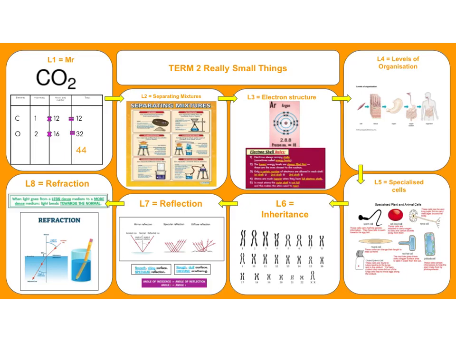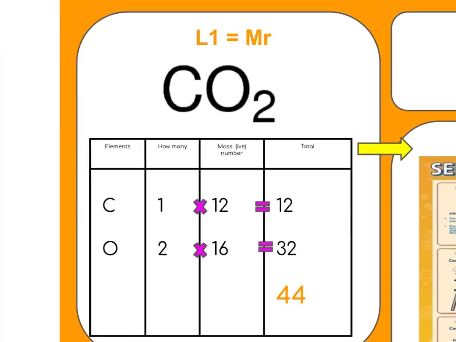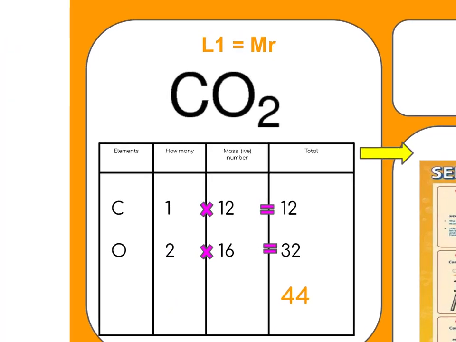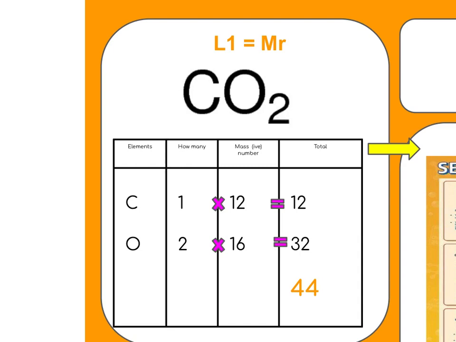Okay, so we're here with really small things, term 2 for year 8. First thing we need to know is MR, molecular mass. So you can see I've got carbon dioxide, and the way we do this is to know that there's a carbon and there's an oxygen, so I've identified those. We've got one carbon, because there's no number after it, and we've got 2 oxygens.